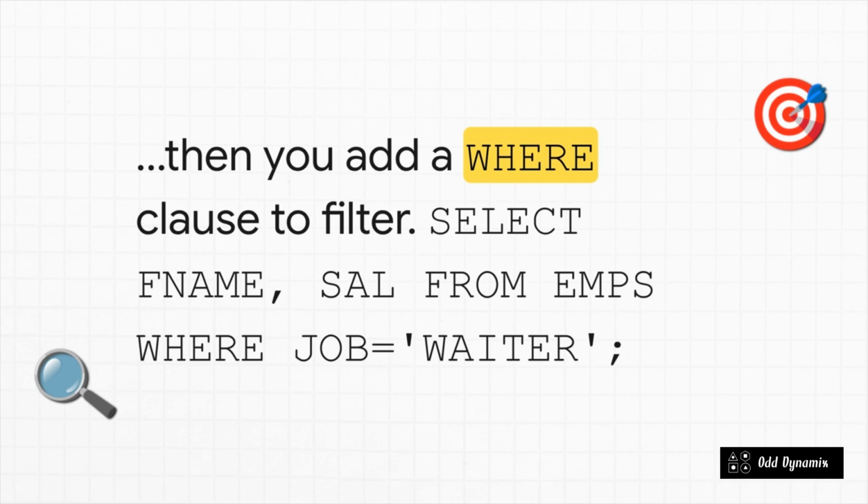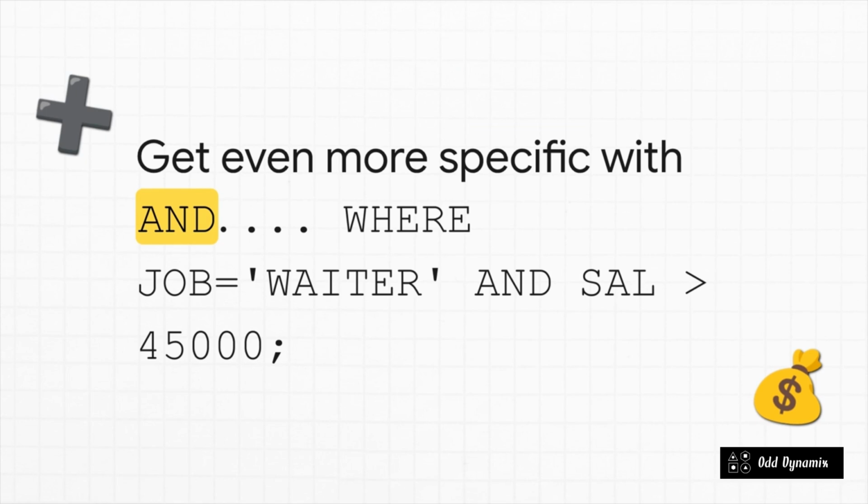So we just add our where clause. By tacking on where job equals waiter, our question just got a whole lot smarter. Now we're asking, show me the first name and salary, but only for the employees whose job title is waiter. And we can get even more precise. We can use the word and to just stack conditions on top of each other. So now the query is asking for employees who are waiters and who also have a salary greater than $45,000.